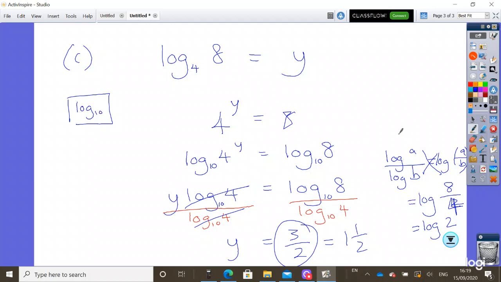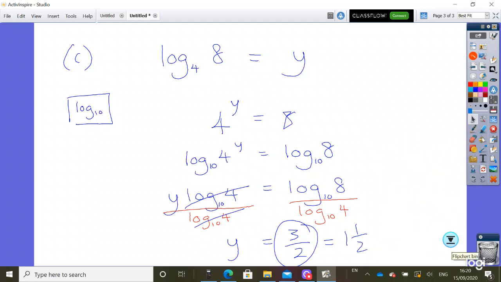I'm just thinking, what if I haven't got a calculator? Is it possible that I can get the answer 3 over 2? I still think you can. It's just that I'm not thinking quite clearly at the moment. So let me think about this.